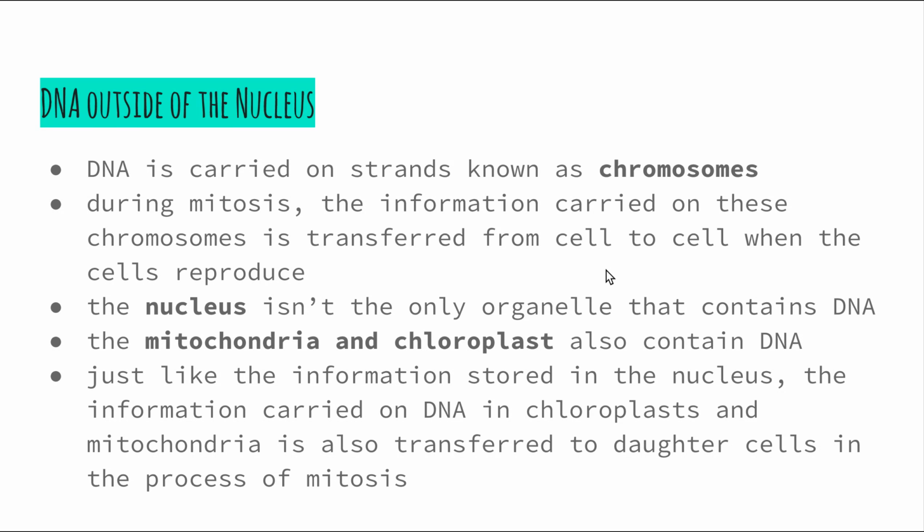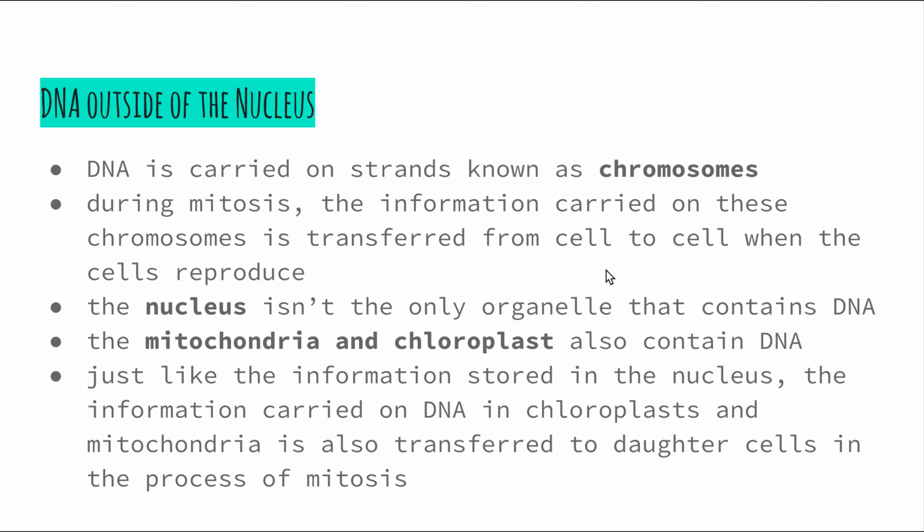During mitosis, the information that's carried on these chromosomes is transferred from cell to cell when the cells reproduce. As we've seen, the DNA duplicates and then divides. So the information is transferred from cell to cell in that way.